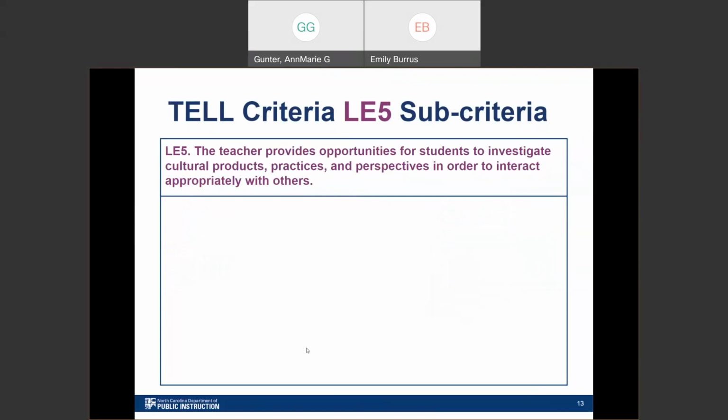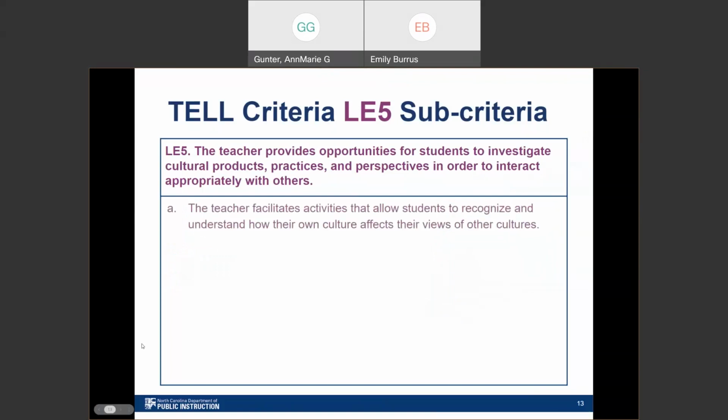Here you see that same statement, the LE5 statement, about the teacher providing opportunities for students to investigate cultural products, practices, and perspectives in order to interact appropriately with others. We're going to go through each of the sub-criteria, starting with A. And this one focuses on the teacher facilitating activities that allow students to recognize and understand how their own culture affects their views of other cultures.